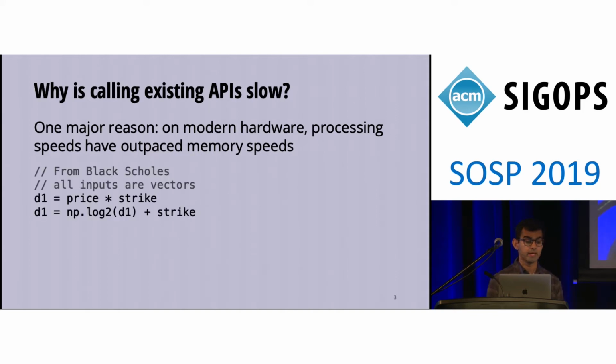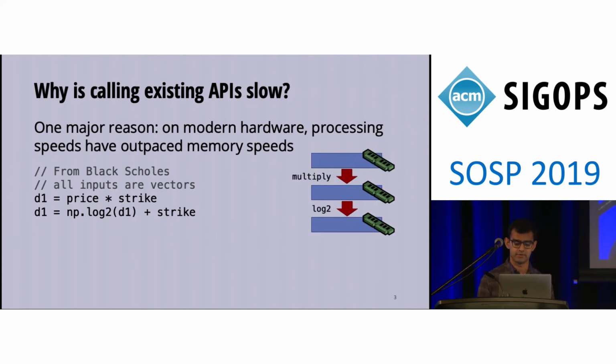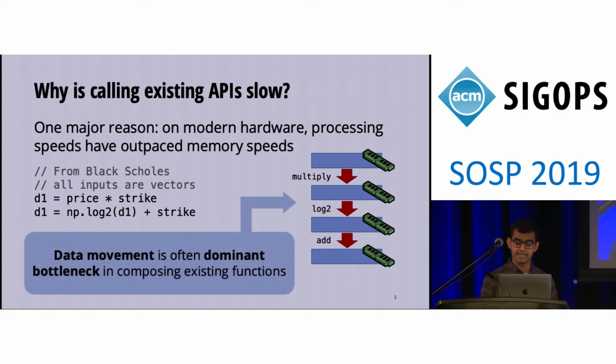As an example of what data movement optimization is and why it's important, here's a typical NumPy program that performs computations over vectors of data. Each operation is highly optimized. It's implemented in C. But because each function executes independently over in-memory values, the overall execution repeatedly scans these values from main memory rather than collectively operating on values that reside in, say, the CPU caches. So this data movement between main memory and the CPU is actually a significant bottleneck on modern parallel hardware, and in fact, it can often be the dominant bottleneck when composing these existing functions.